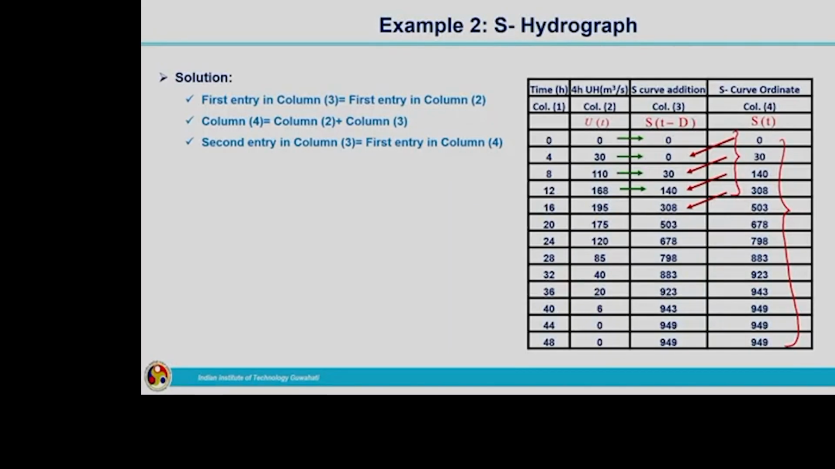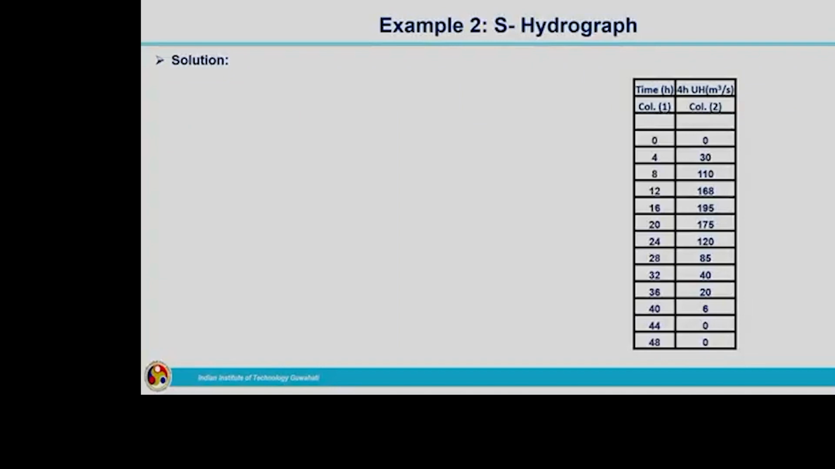So, the same example can be solved by another way. You do not have to always write this column related to S curve addition. You can directly get the ordinates of the S hydrograph. Let us look into that. The same example only, there is no change in the data points. Same 4 hour unit hydrograph is there, that is written over here in column 2 and we are going to calculate the S hydrograph ordinate.